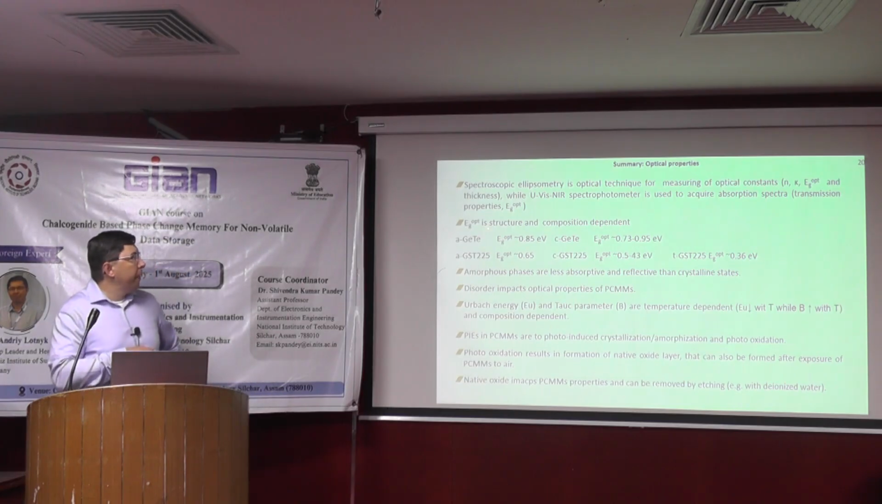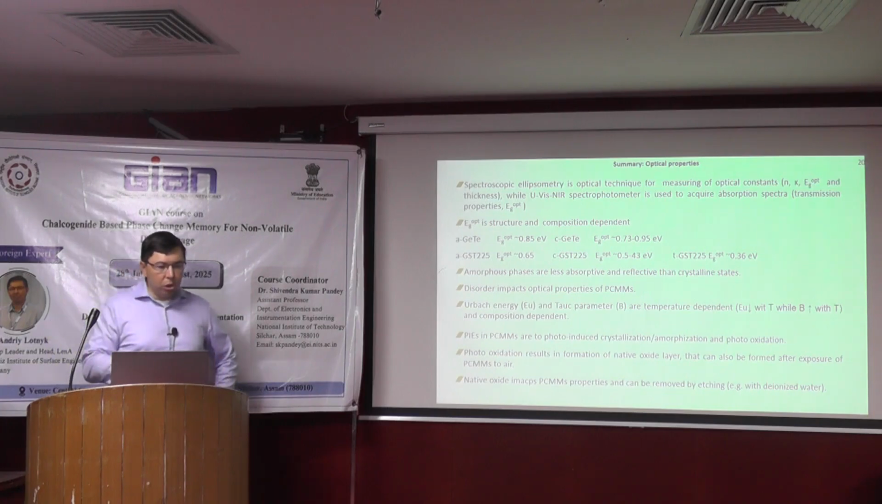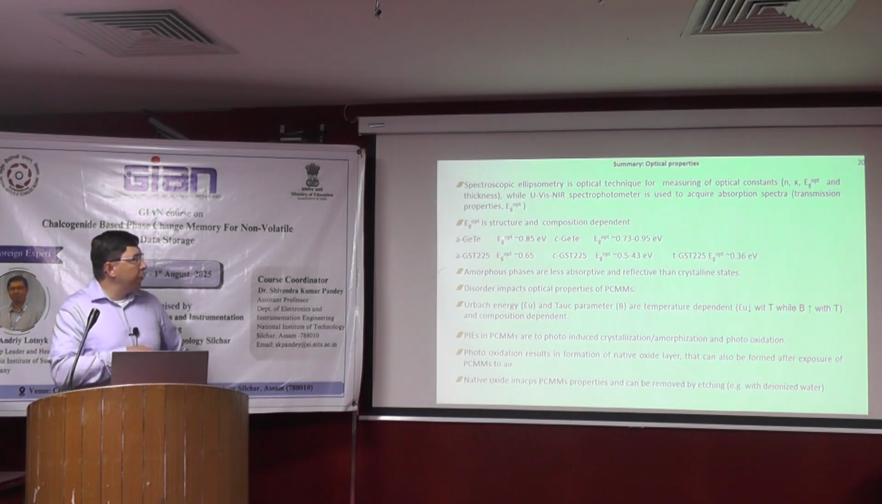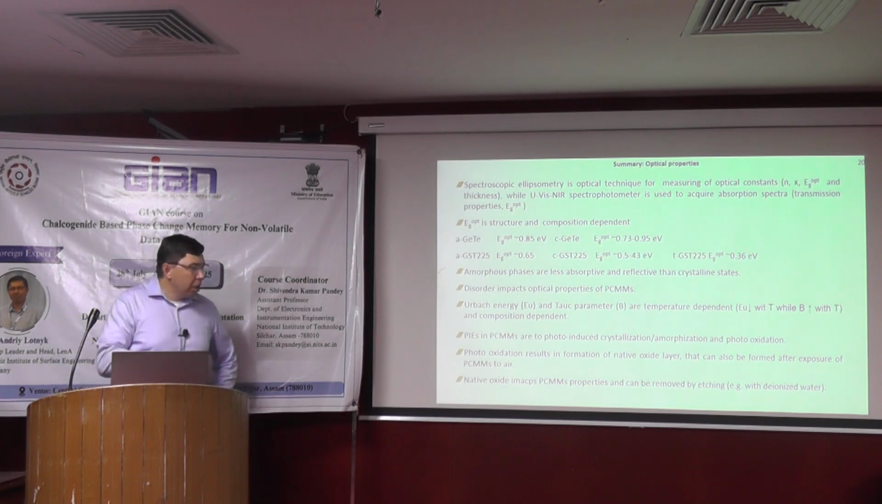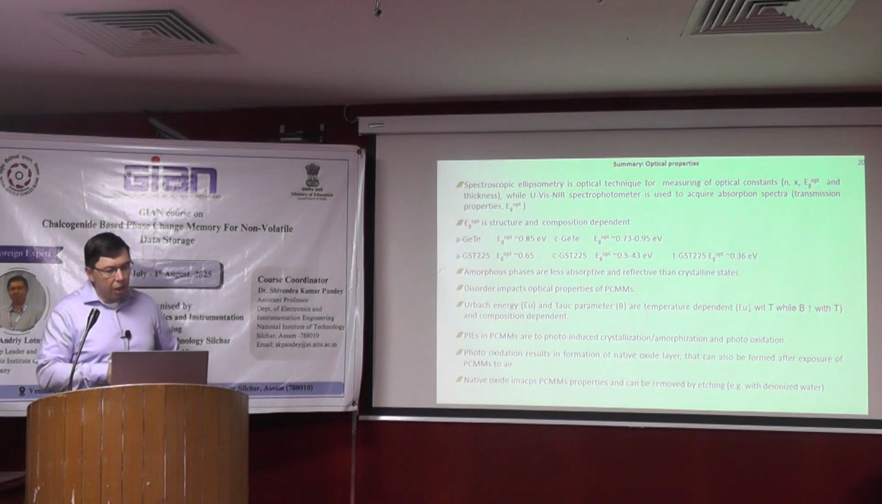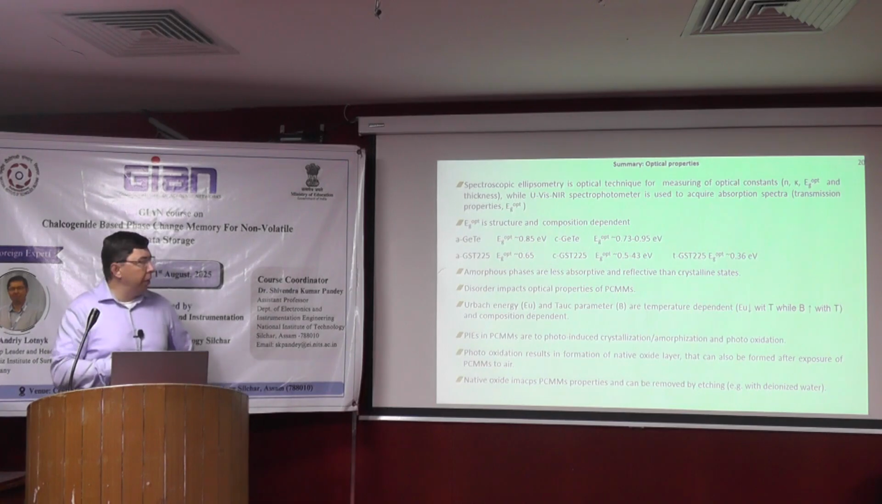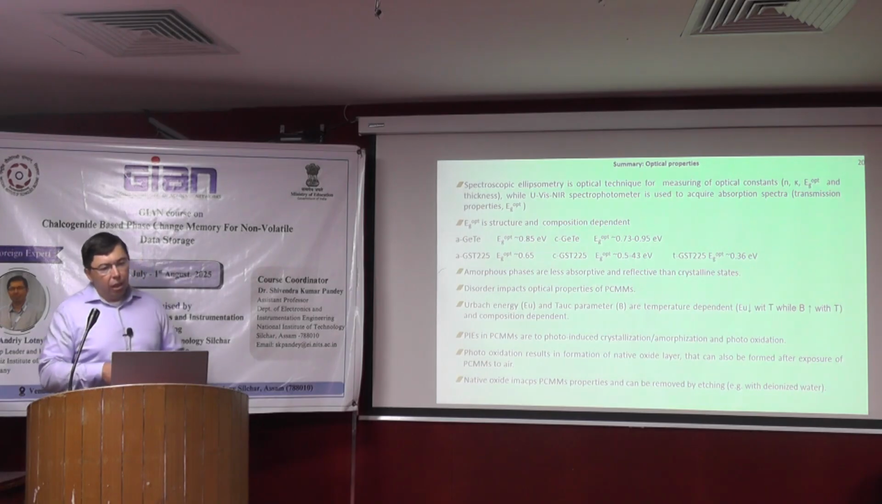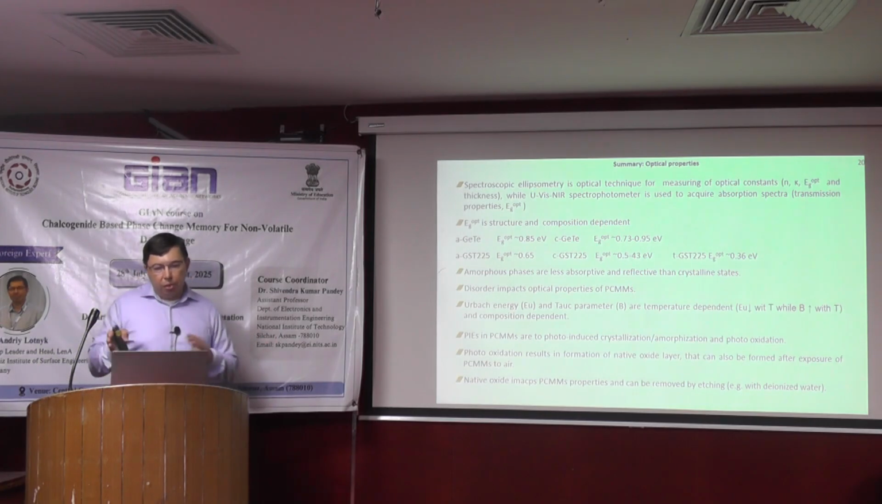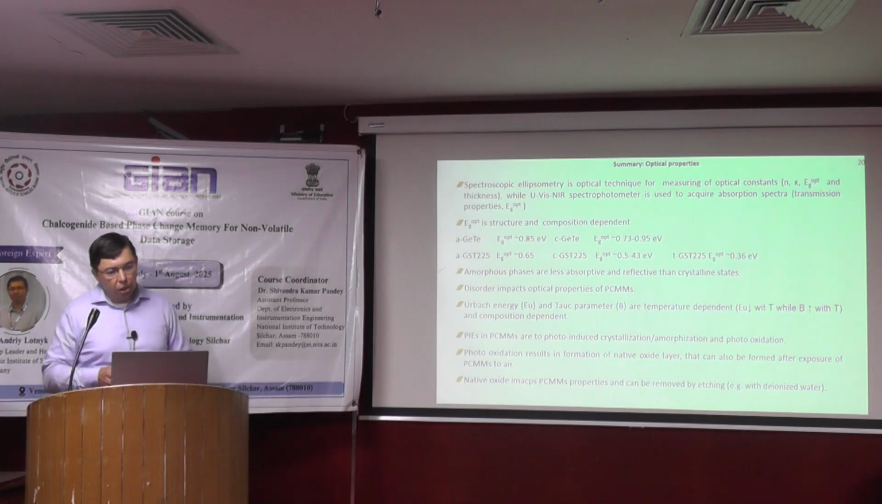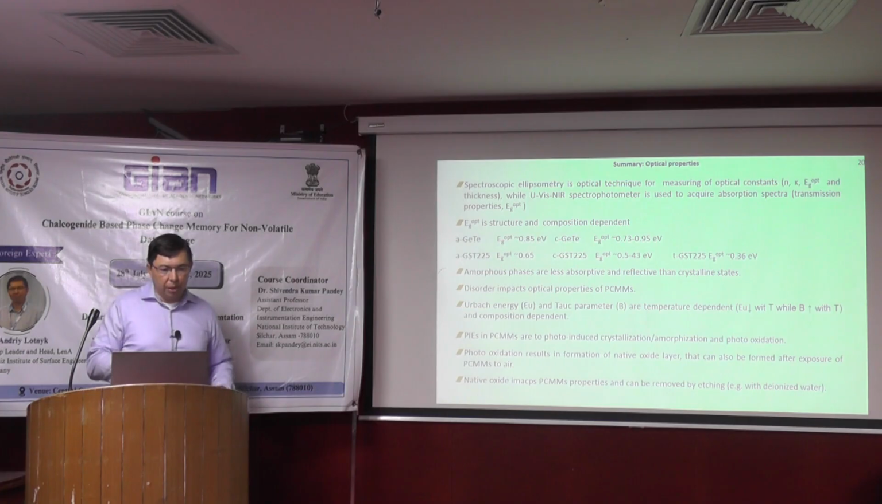The optical band gap of different phase change materials is composition dependent. For germanium telluride, amorphous, it's 0.85, for GST225 it's 0.65, and for crystalline phases there is also a difference. Amorphous phases of phase change materials are less absorptive and reflective than the crystalline phases, and this is the idea of optical devices: different optical reflectivity is used to achieve the device.